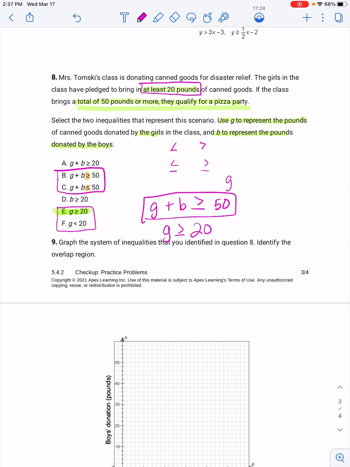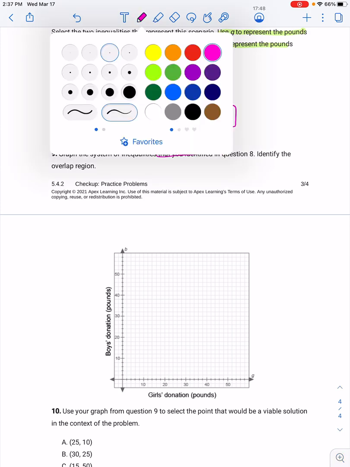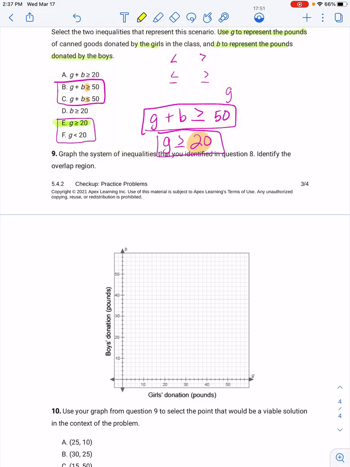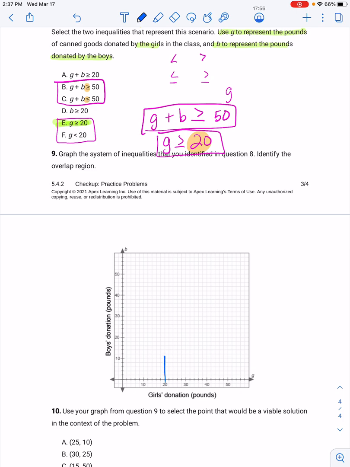So your first one is G. Let's do the bottom one, because that one, G is greater than 20. So for this one, whenever we just have a single number here, G is greater than 20, we're going to find 20 on the x-axis. I don't know why I made it yellow because you can't see yellow. We're going to draw 20 on our x-axis and then just draw it straight up. This is a straight line.